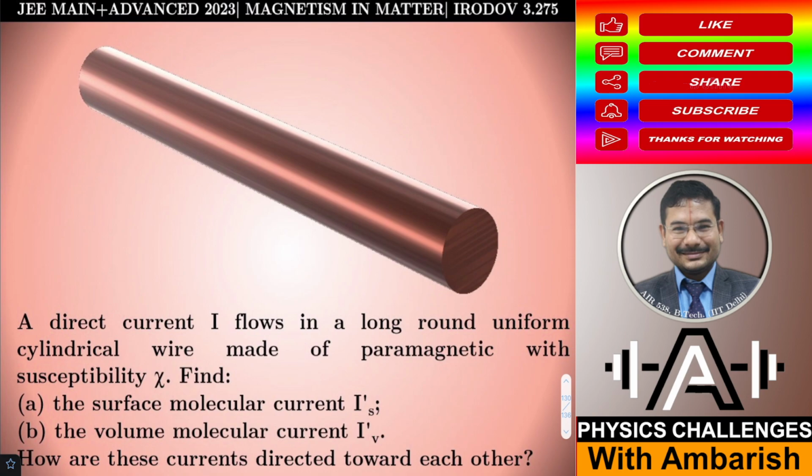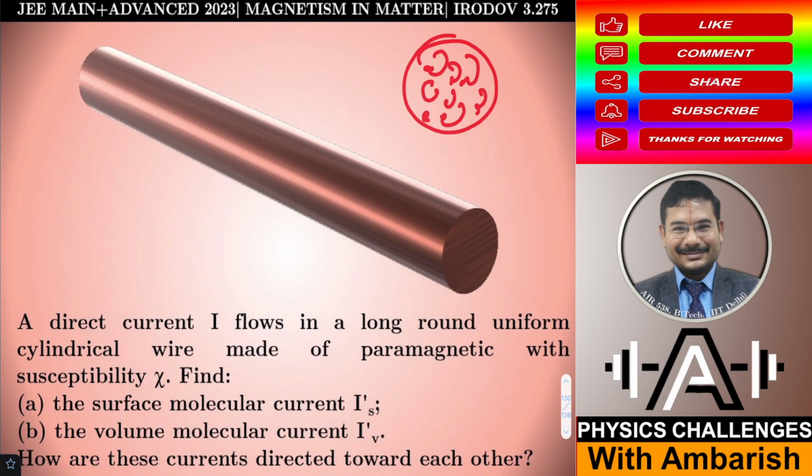So what do we have to find out? We have to find out the surface molecular currents I dash S. What do we mean by surface molecular currents and volume molecular currents? You see, if I have, let us say, a cylindrical section and we have local molecular currents induced, because of the magnetic field induced by the flowing current, there will be some molecular currents flowing inside this.